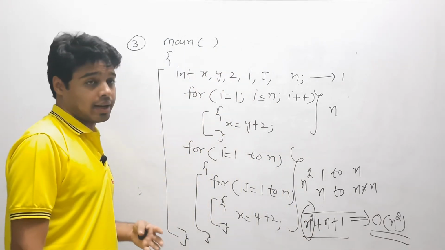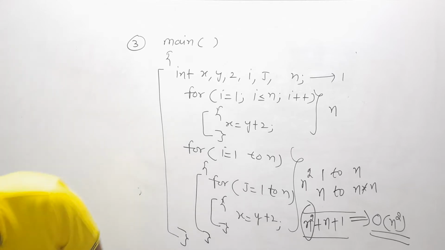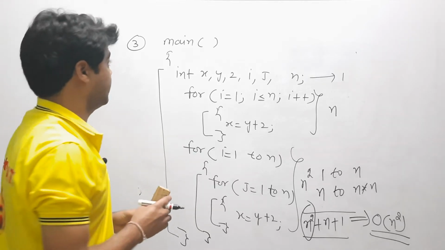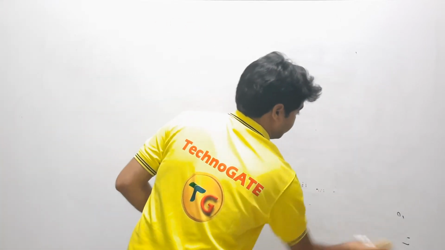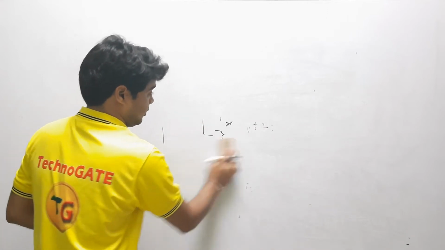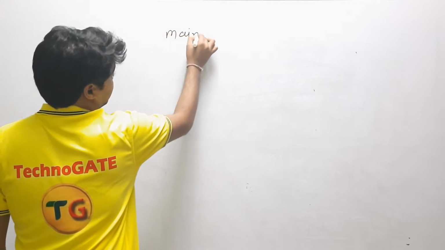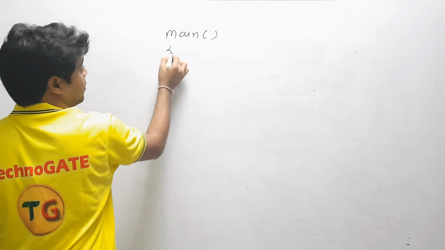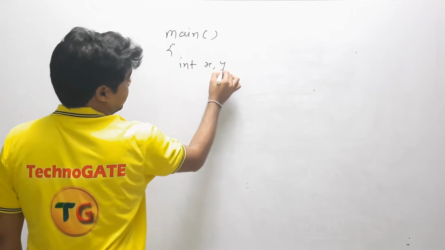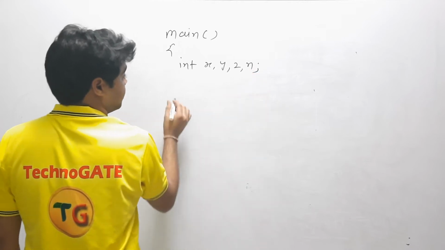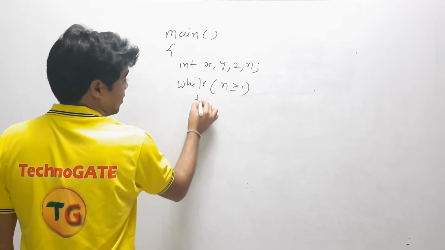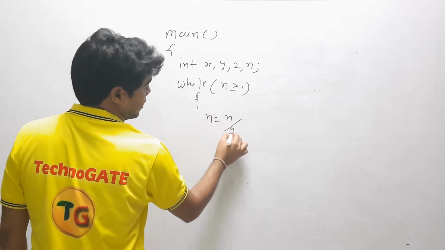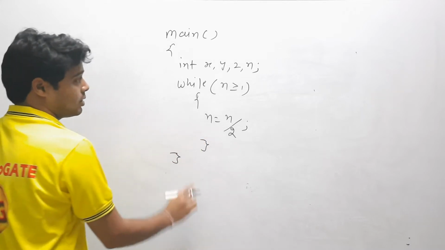So in this way we can conclude the time complexity of a particular program here. Okay, so now next one is, suppose that, here the main function is there. Int x, y, z, and here, while n greater than or equal to 1, n equals n by 2. So this is the program.